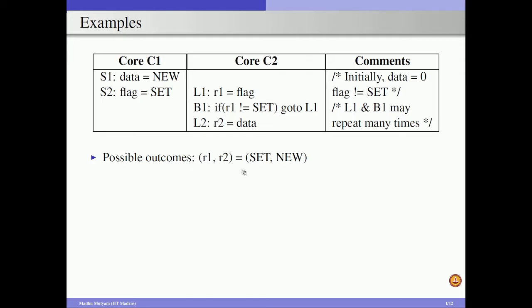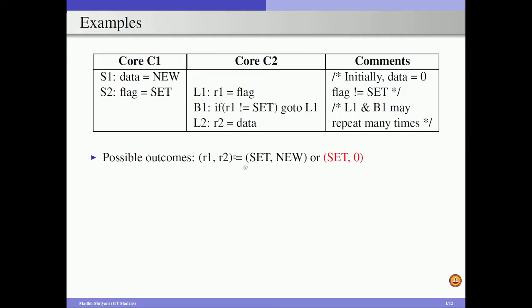So, if the output is set and new for R1 and R2, then this is according to our expectations, or according to the programmer's expectations. But in some scenarios, we can get a value set comma 0, where R1 is going to have value set and R2 is going to have a value 0. But this is actually against the programmer's intuition.